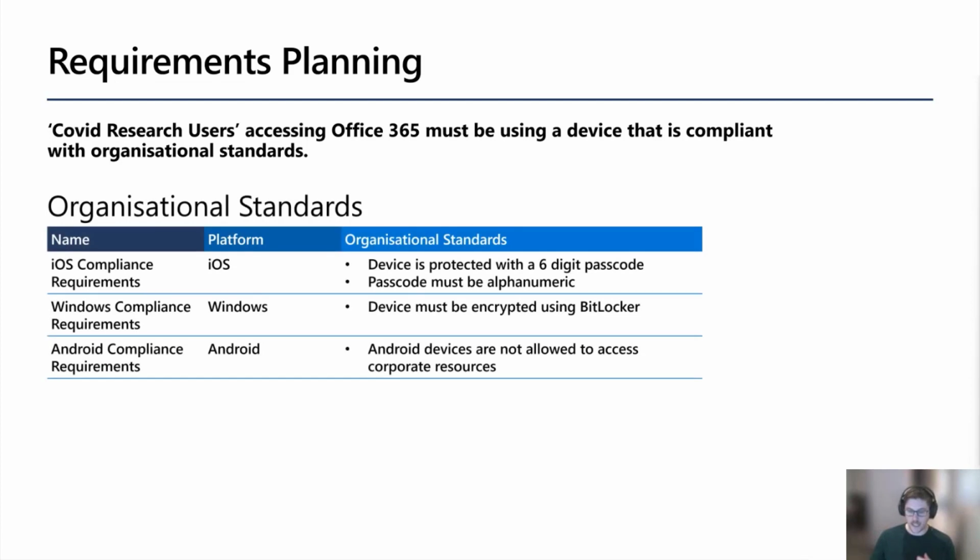So, the organization has chosen to only allow access to corporate data using iOS and Windows devices. The organizational standards that we have defined is for iOS devices to have a 6-digit passcode that must be alphanumeric. And for Windows, the device must be encrypted with BitLocker. If they meet those requirements, they will be assessed as being compliant. The organization for now has chosen not to allow Android devices to access corporate data, but they might allow that in the future.